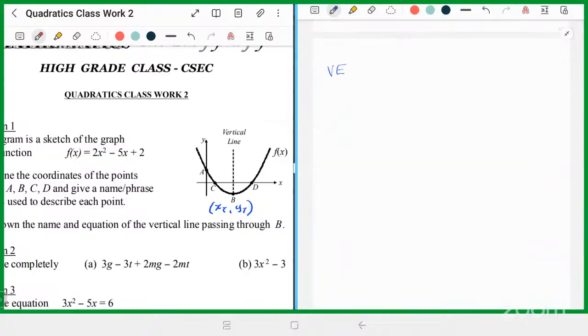which is another critical feature of a quadratic function graph. Vertical line through the turning point. Vertical line.